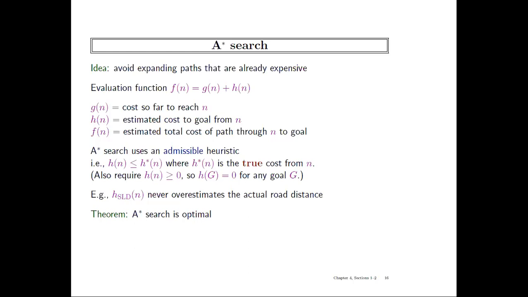Now we try to understand what is g(n). g(n) means the cost so far to reach n. The cost of reaching a particular state is called g(n). And what is h(n)? h(n) is the straight line distance from that particular state to the goal state. In this case, that is Bucharest.